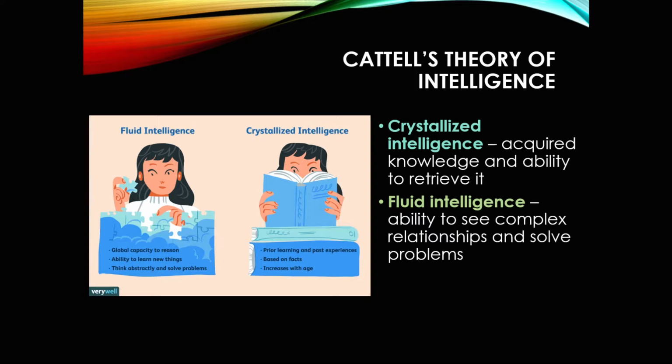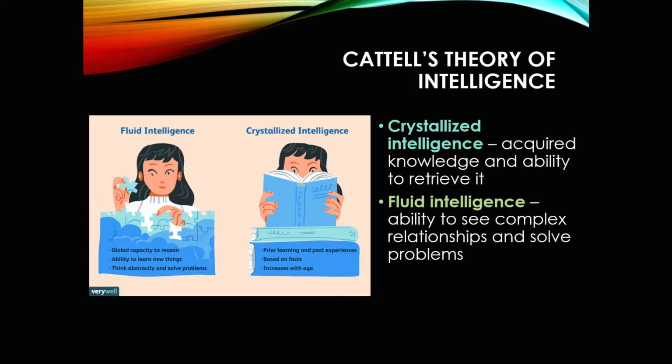Fluid intelligence is really more about being able to see relationships between things, being able to think abstractly and solve problems, not just remembering information that you've been taught, but being able to use your intelligence in new situations, the ability to learn new things or to think about things in a new way. So, fluid intelligence is much more related to solving that Myers string problem where you have to think outside the box than crystallized intelligence.